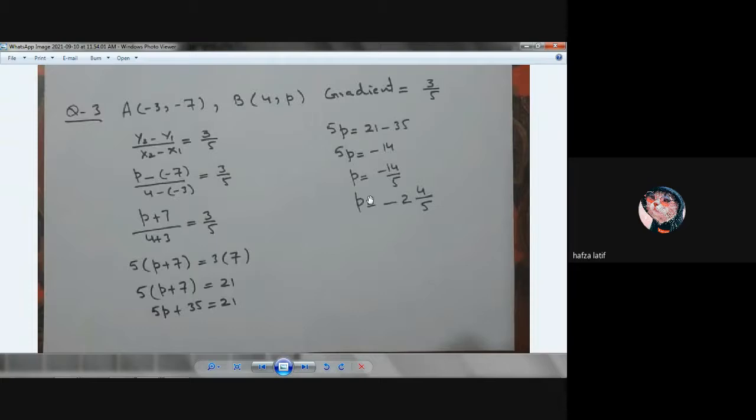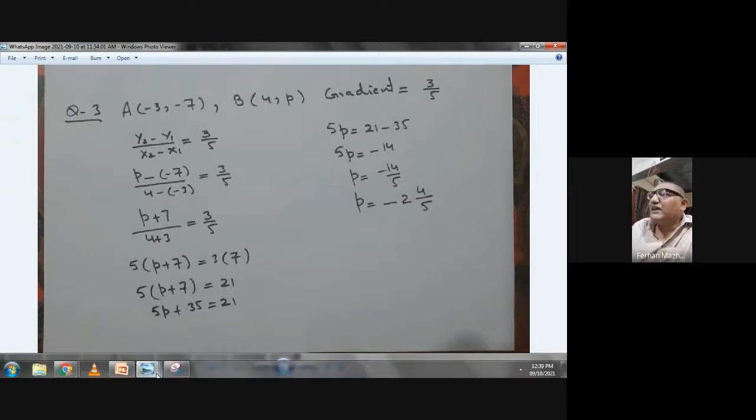Yes, sir. Okay. Very good. So this was question number 3, which is showing up. The whole solution of question number 3 is showing up on your screen. We are doing exercise 6A D3.